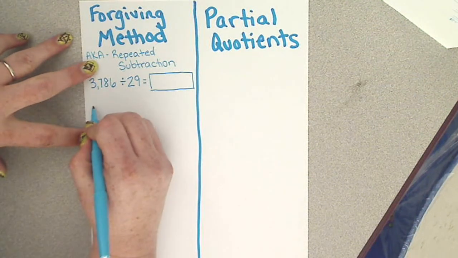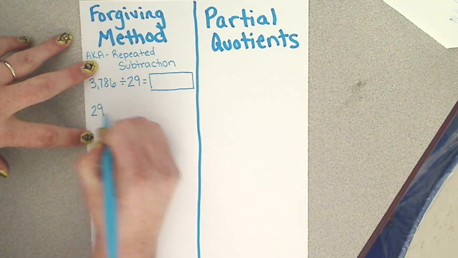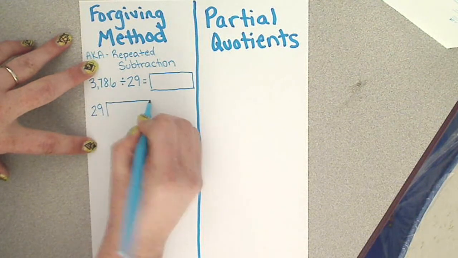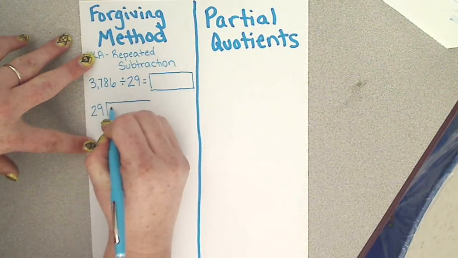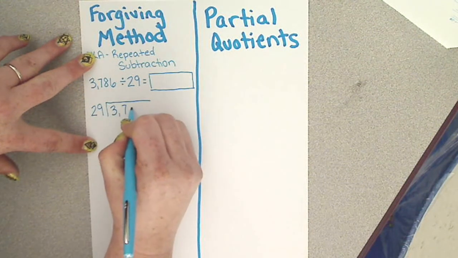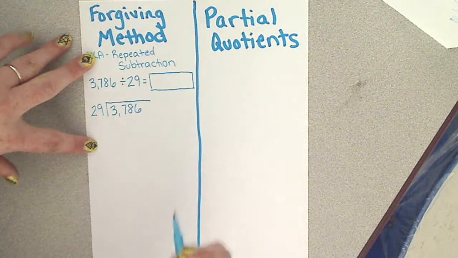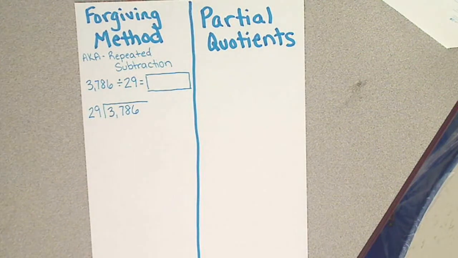So we're going to start by writing our divisor, and then our division house is what most people call it, and our dividend is going to go inside, which is 3,786. The forgiving method works by using multiplication facts that you can think of, usually multiplying by 10 or 100, something like that, to give you general round numbers that you can break this down with.